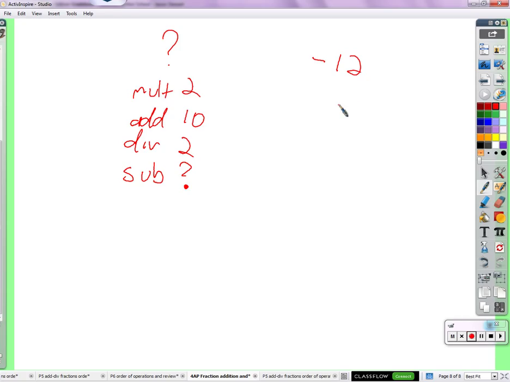Let's go with negative 12. Multiply by 2. Add 10. Divide by 2. Subtract my original number. Oh, subtract negative 12, so it's add. Oh my god, I win! What's negative 7 plus 12? 5. Oh, don't win, though. So close.